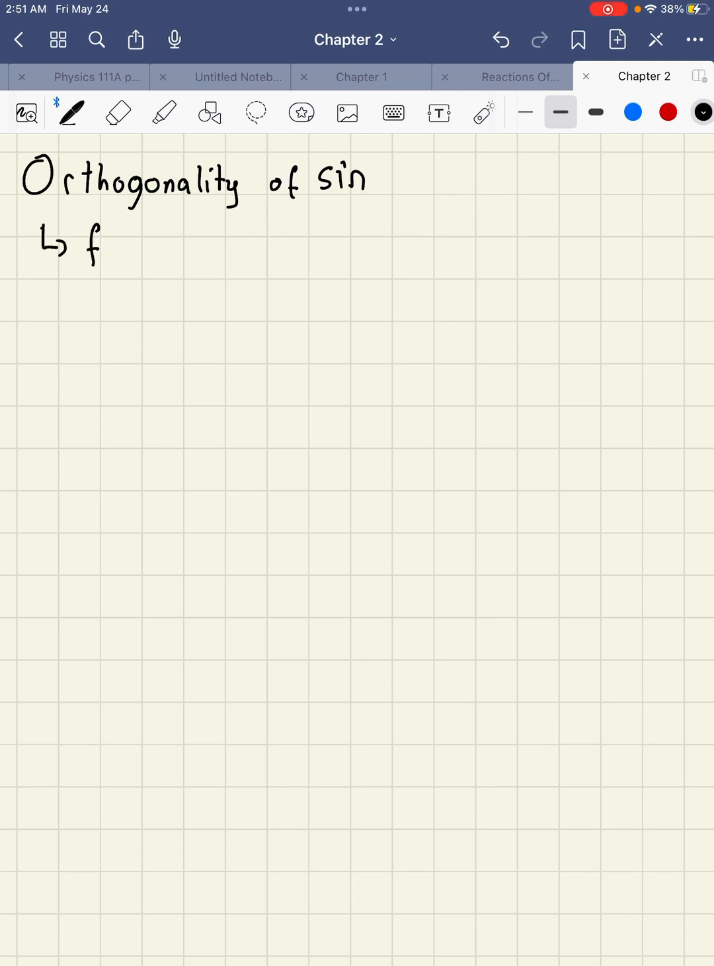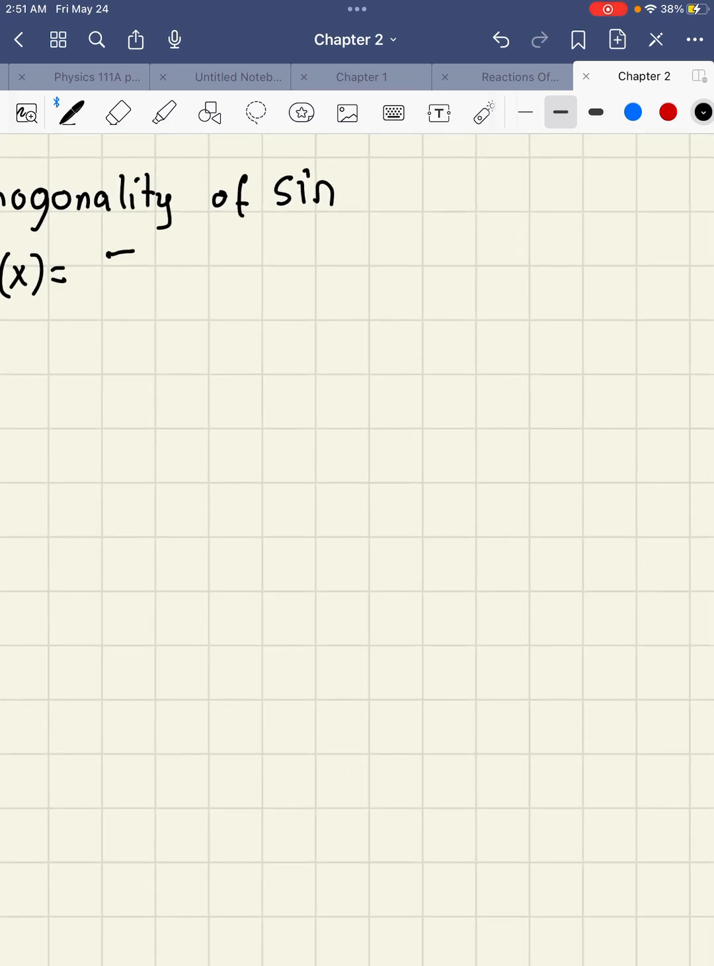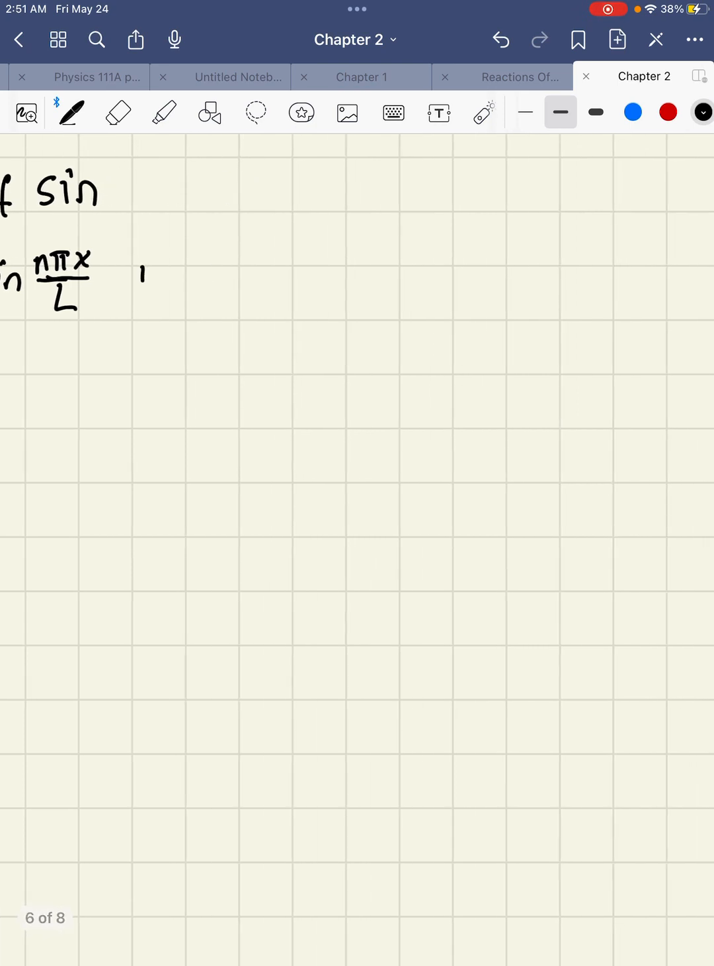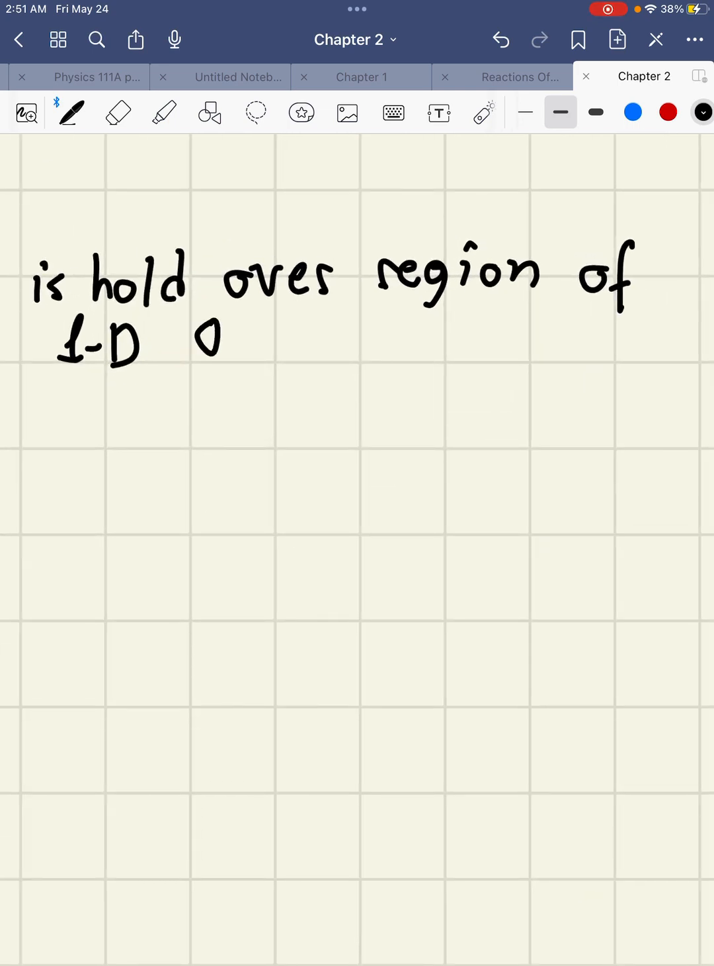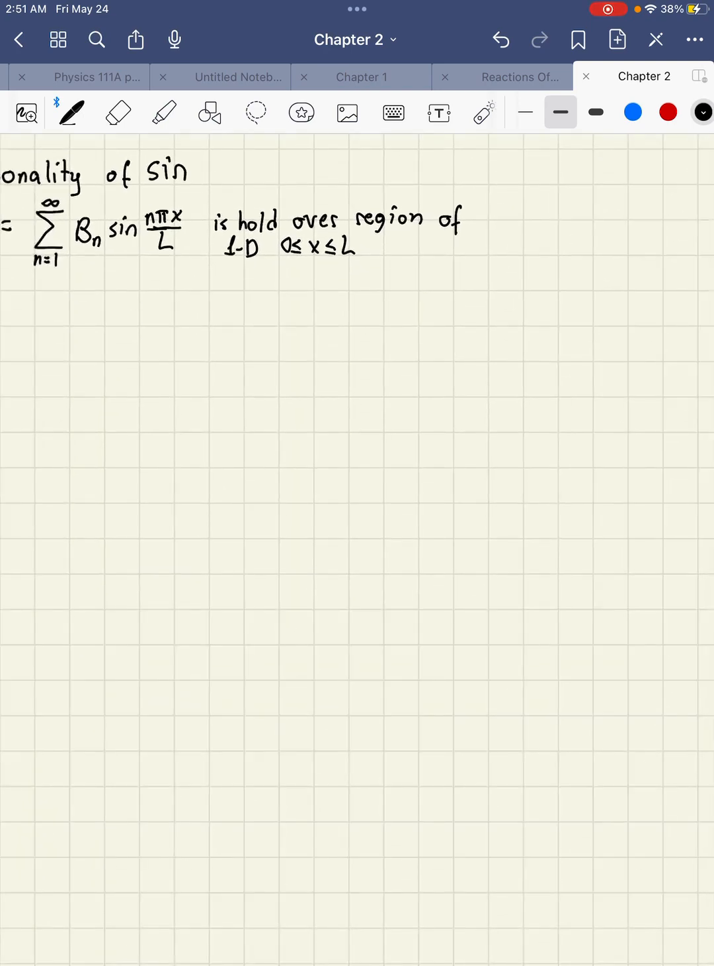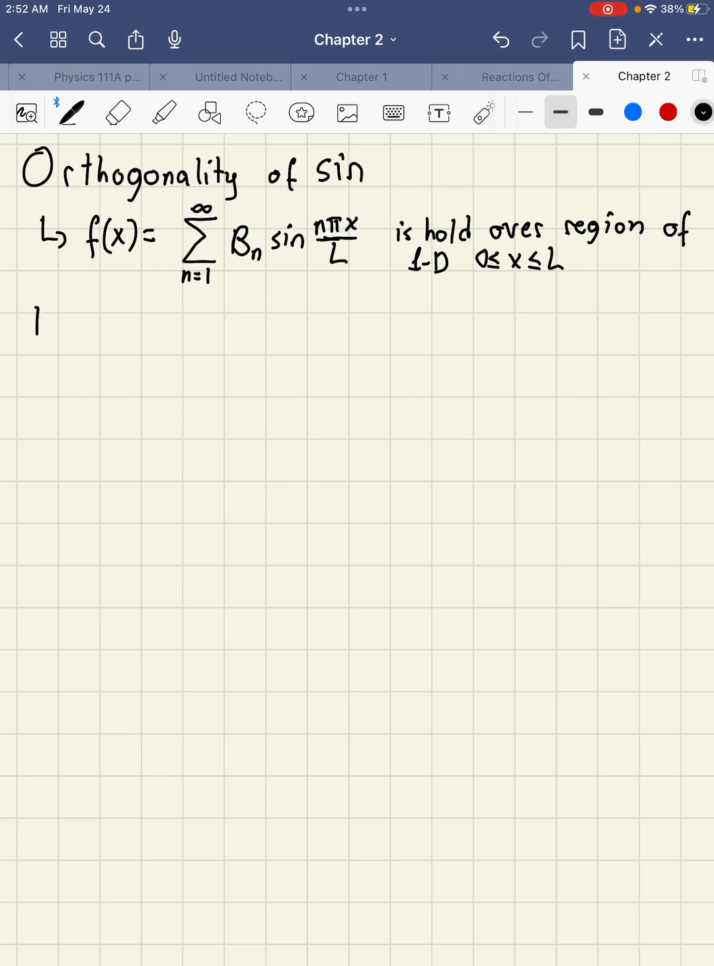Since our Fourier series function is just the infinite sum of sine n pi x over L, which holds over the region of the one-dimensional rod, and if you remember, our x is just between 0 and L. Now, in Fourier's trick, we use the orthogonality of the sine.